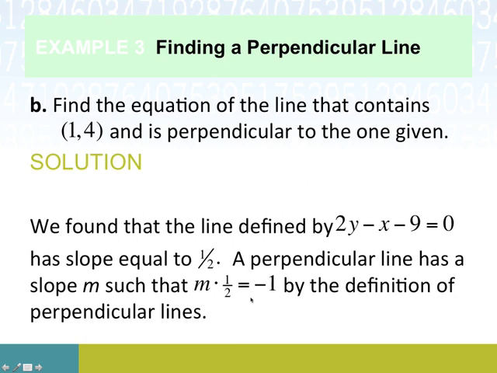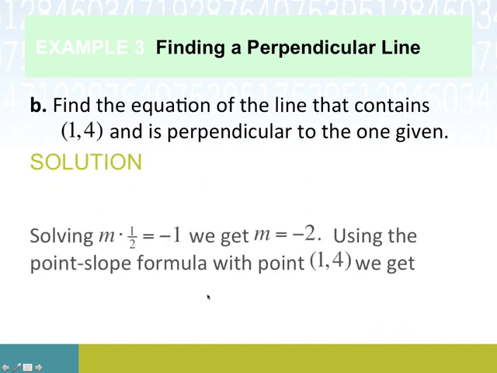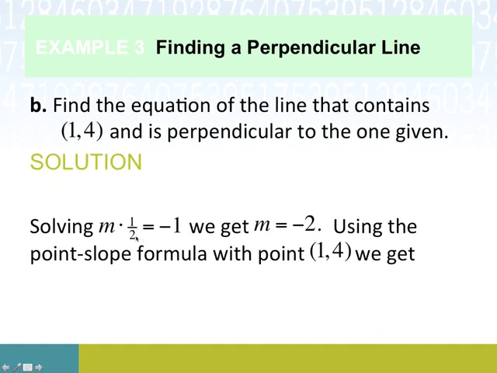This is just how perpendicular lines are defined. So in other words, we could treat this as an equation and solve for the unknown, the slope of this other line. And all that's required to do that is to multiply both sides by 2 to get rid of that 1/2. So if we multiply by 2, we get -1 times 2, or slope equal to -2. But we're not actually done. Remember, we were supposed to find the equation of a line. We found the slope. That's a good start. In fact, it's maybe the most important piece, but it's not the completed equation yet.